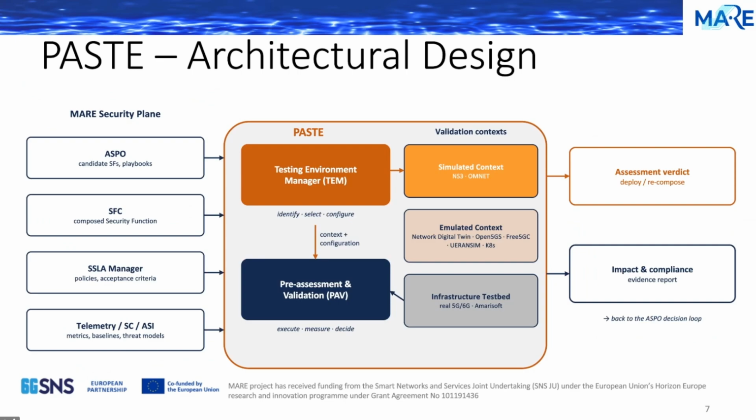So the PACE architectural design, as I said before, takes the MARE security plane. From the ASPO, we take the candidate security functions and playbooks. From the security function composer, we get the composed security function. From the security SLA manager, we get the policies and the acceptance criteria. And from the telemetry, system characterization, and attack surface identification, we get all the metrics and baseline threat models we need to evaluate. From there, PACE evaluates the test environment that will be used.